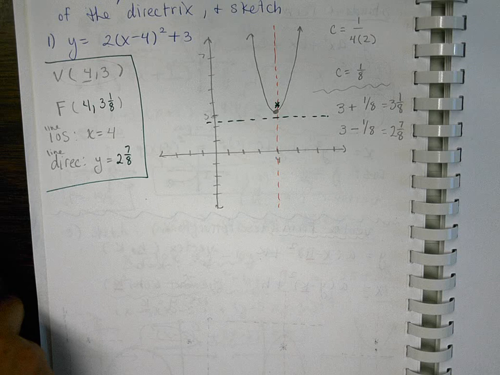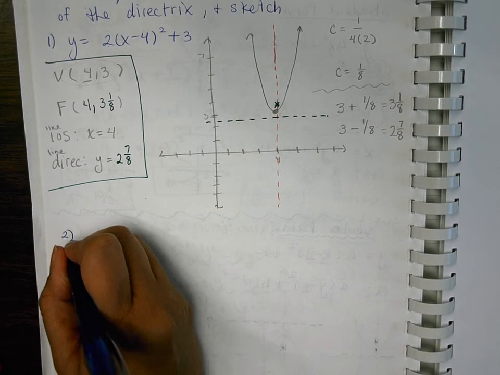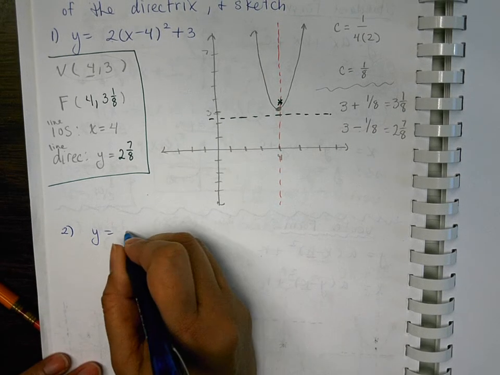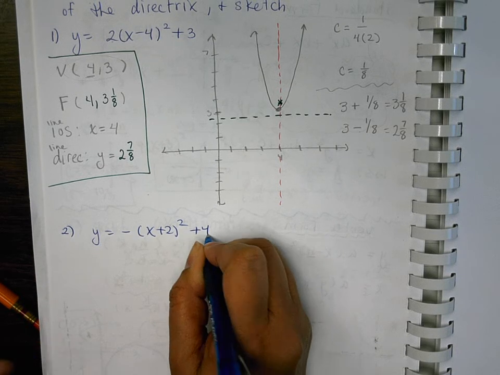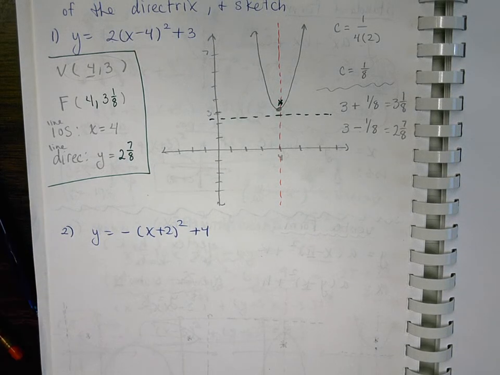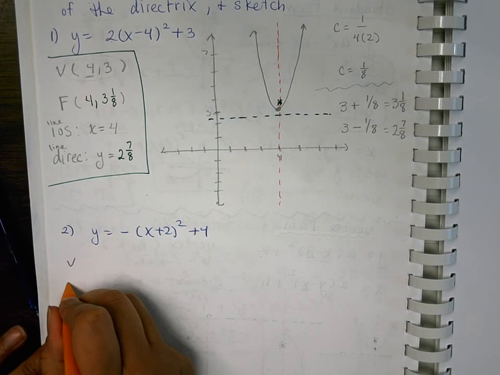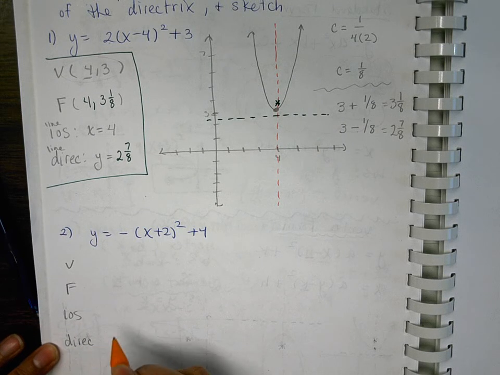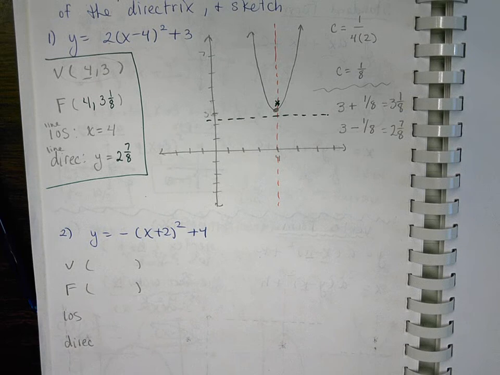Let's try another one. Number 2. y equals negative parentheses x plus 2 quantity squared plus 4. All right, I'm going to go a little faster on this one. V, F, LOS, directrix. Vertex is a point, focus is a point, LOS and directrix are lines.